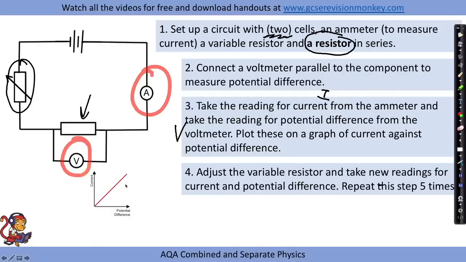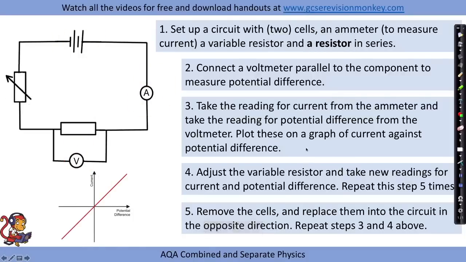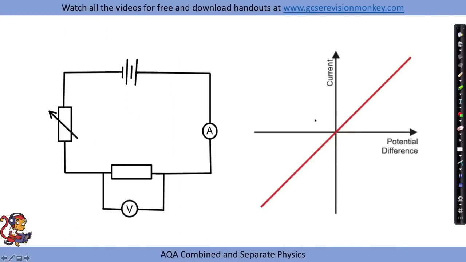However, we also need to get the negative region of the graph, so we do that using the next step, which is to remove these cells and to replace them into the circuit in the opposite direction. And then we repeat steps 3 and 4 above. And by doing that, we get negative readings for our voltmeter and ammeter, and we can collect data for this negative region of the graph. So that's our completed graph for a resistor at constant temperature.